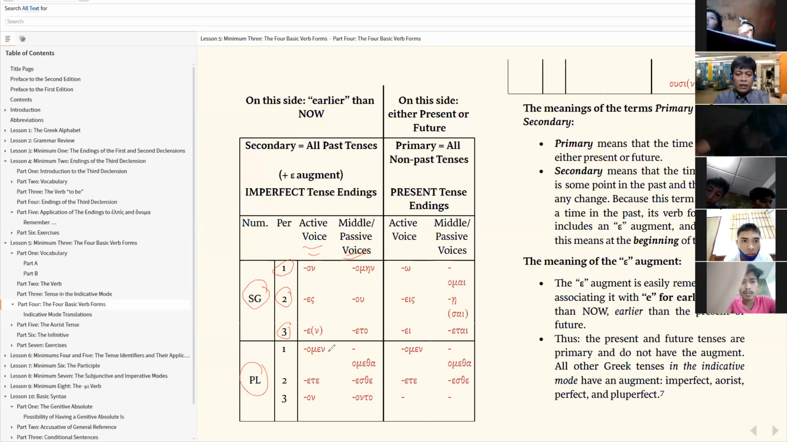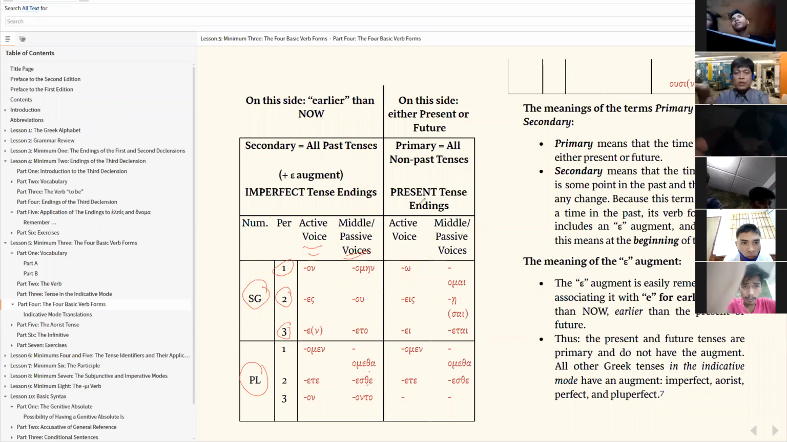On, s, n, and then you have omen, ete, on. All right, omen, ete, on. For the middle passive voice, you have omen, ou, eto, and then you have ometha, esthe, onto. When you have the passive voice, you have the theta also right there.